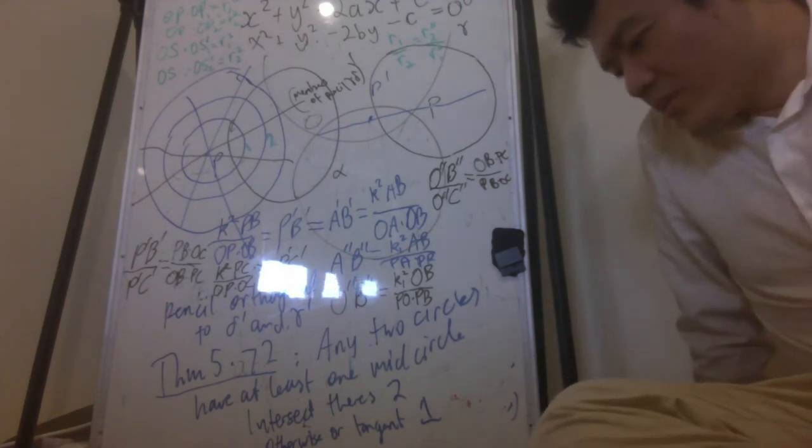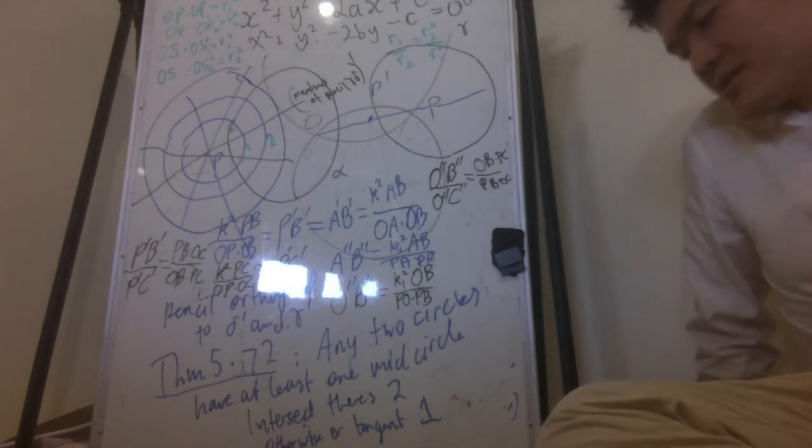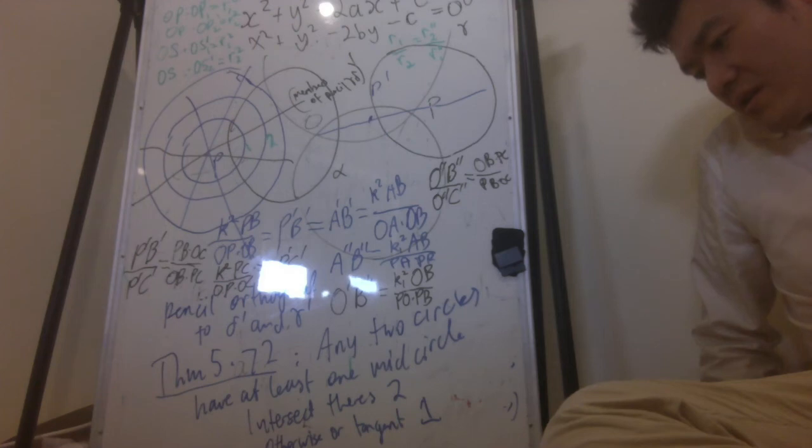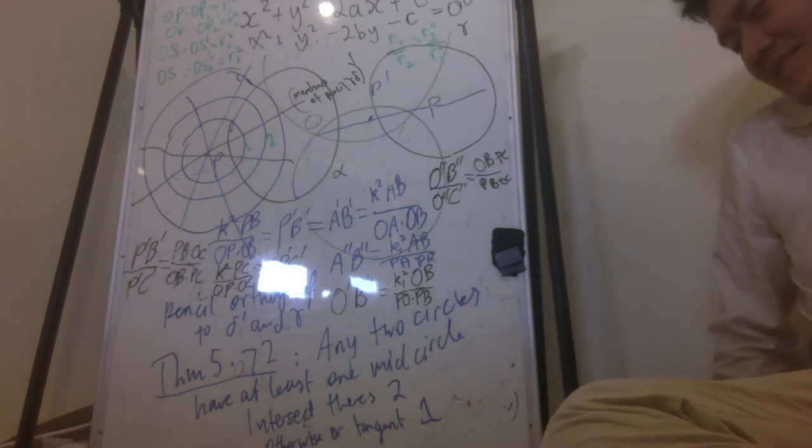If alpha and omega are any two distinct circles, the inverse of alpha in omega belongs to the pencil alpha omega.